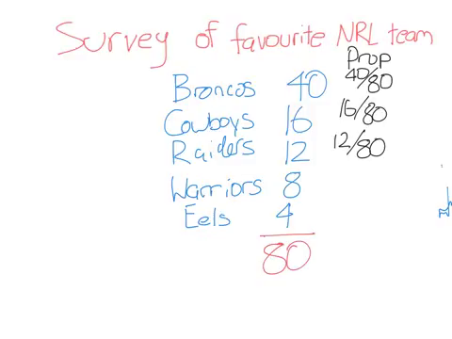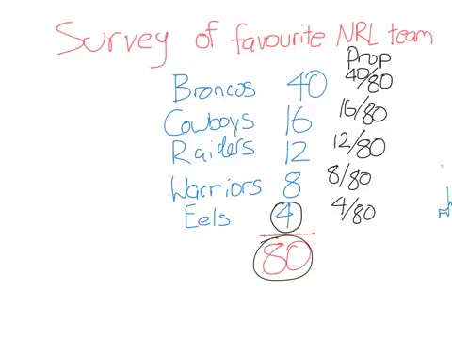And we can do the same for Warriors and Eels, okay? So I'm just making it into a fraction. I've just taken the number here and I've divided it by the total, 80. So 4 out of 80 people, if you like, chose the Eels, okay? Now what am I going to do with that? Well, we're going to use that to figure out the area of the sector devoted to each of these teams.